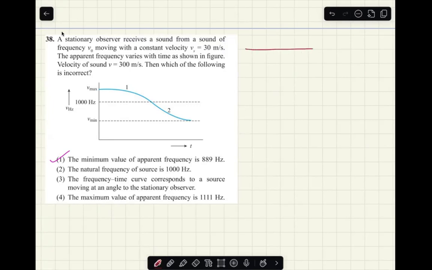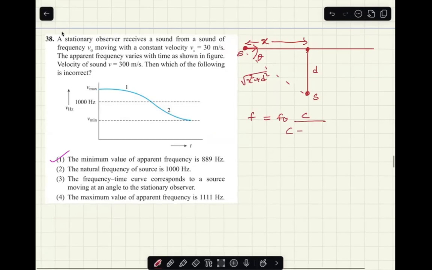This is the graph which we have done yesterday. I don't know whether you remember this or not. Here lies the source at a distance D. This is some distance x, and the source might be moving like this. Yesterday we did this. This is theta, and the distance is root of x square plus d square. So the frequency heard is f naught times c by c minus v cos theta, which is x by root x square plus d square. You know this relation already. We have done this question yesterday only. I think everyone knows this.